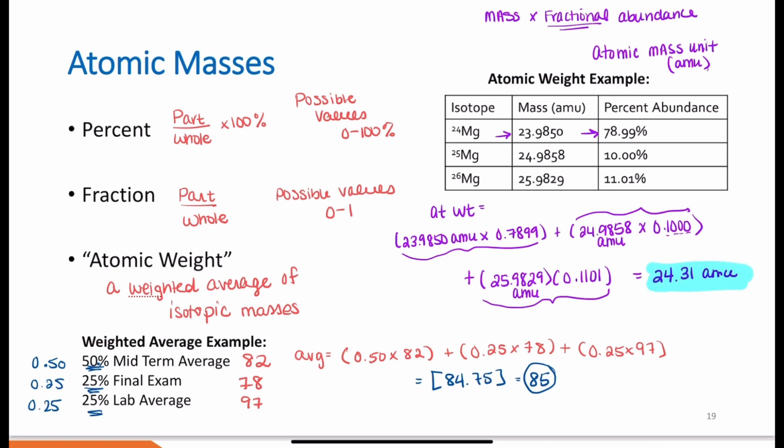But what does this mean? What this means, 24.31 AMU for magnesium. If I look back at the periodic table, I would see that the mass of magnesium is 24.31 if I round to 2 decimal places. It's listed as 24.3050 on the table itself. I have just confirmed that the mass of magnesium, the atomic mass unit, is 24.31 AMU by taking the mass of each individual isotope along with its fractional abundance.